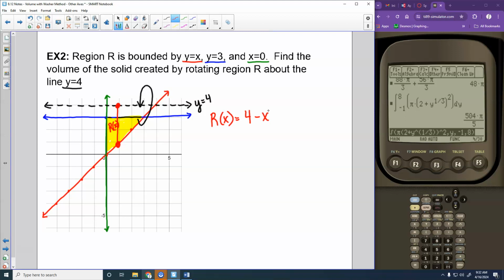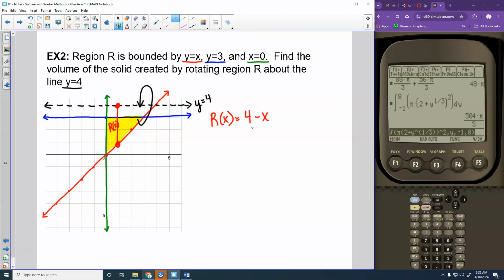Okay, that is our outside radius. If you think about it, when you're over here at your biggest piece and you rotate that around, the radius right here would be 4, right? But over here, it would just be 1. And everywhere in between, this will give us that.